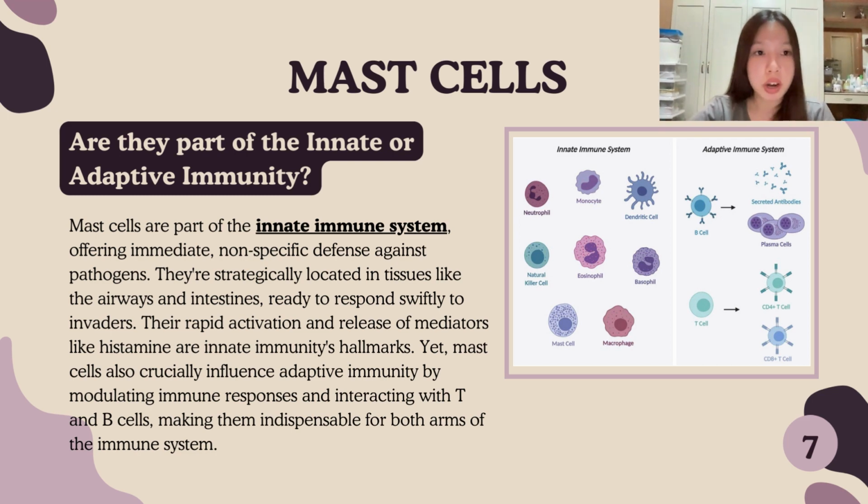Mast cells are innate immune cells stationed in tissues like airways and intestines, providing rapid defense against invaders through immediate activation and mediator release. While primarily innate, they also shape adaptive immunity by guiding immune responses and interacting with T and B cells, thus playing a vital role in both arms of the immune system.